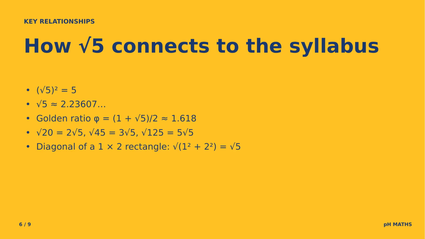Key relationships. Root 5 squared equals 5. Root 5 is roughly 2.236. Phi equals 1 plus root 5 over 2, which is roughly 1.618. Root 20 equals 2 root 5. Root 45 equals 3 root 5. Root 125 equals 5 root 5. And the diagonal of a 1 by 2 rectangle is root 5, straight out of Pythagoras.